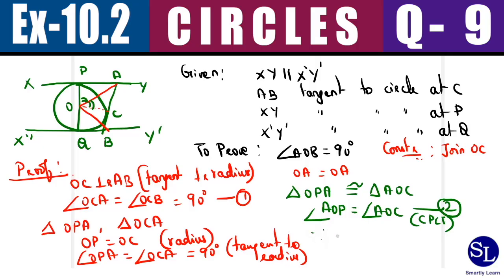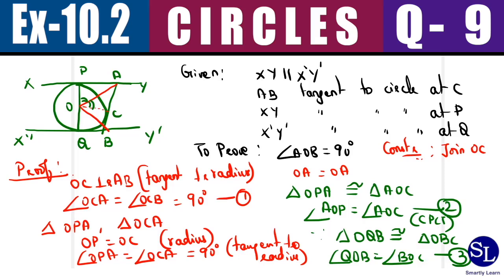Similarly, we can say triangle OQB will be congruent to triangle OBC. Why? Because OQ is perpendicular to QB, similarly OC is perpendicular to AB, OB is common, and OB and OQ are the same. You don't need to repeat the same statements, as we can understand that what we are trying to prove is exactly the same as what we have done before. So we can simply say, similarly, triangle OQB is congruent to triangle OBC, which means angle BOQ will be equal to angle BOC by CPCT. I'm marking this statement as statement 3.